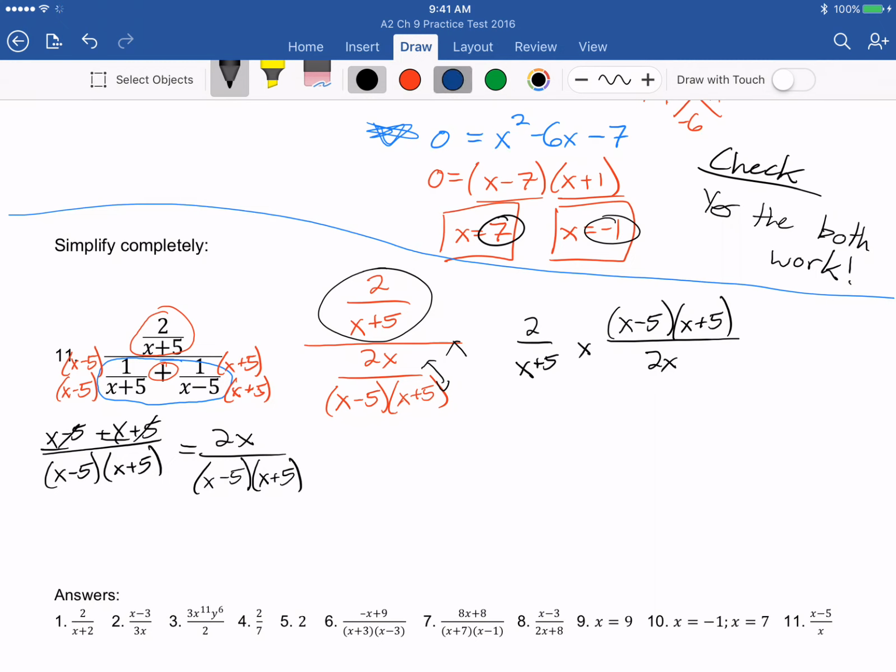Now if I look, I can cancel some stuff out. I can cancel out the x plus 5s. I can cancel out the 2's. So all I'm left with on the top is that x minus 5 and x on the bottom. So that simplifies all the way down to that. All right, so kind of a trickier one there that you have to add this guy on the bottom first and then keep switch flip here. All right, so you end up with that x minus 5.